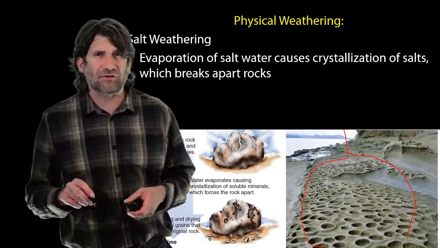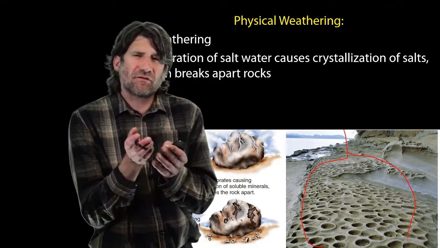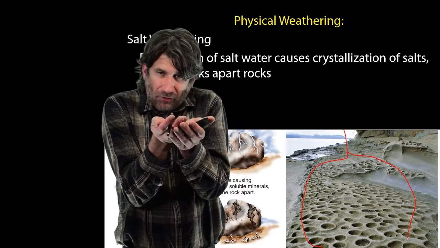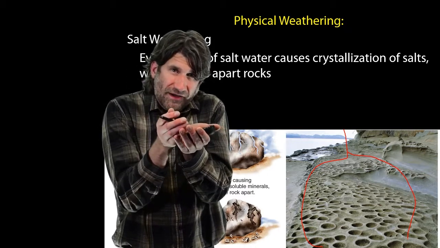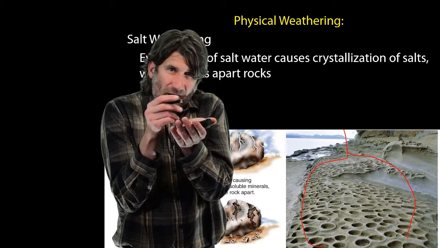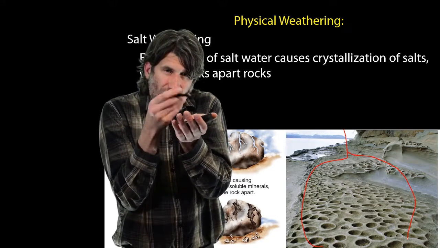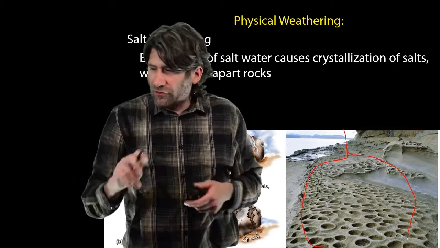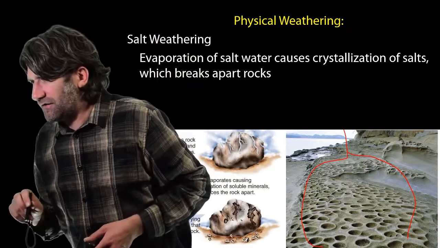Just spectacular. Now what happens is we get a bit of a positive feedback loop: once you have a little cup along the coastline, you can get more sea spray in there, and then that evaporates away and you end up doing salt weathering, and you get more and more water, and then you can make these spectacular features.